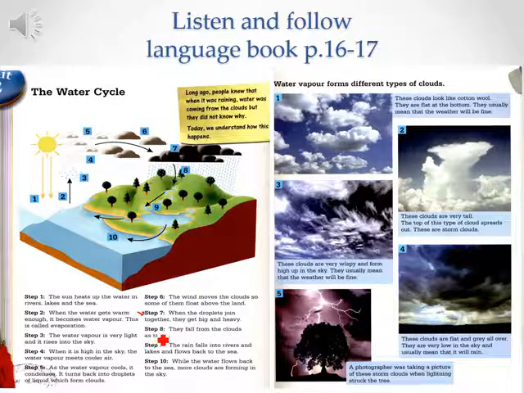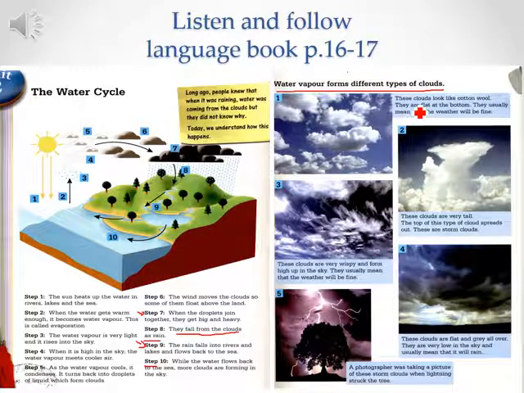Step 8. They fall from the clouds as rain. Step 9. The rain falls into rivers and lakes and flows back to the sea. Step 10. While the water flows back to the sea, more clouds are forming in the sky. Look at the next page. Water vapor forms different types of clouds.